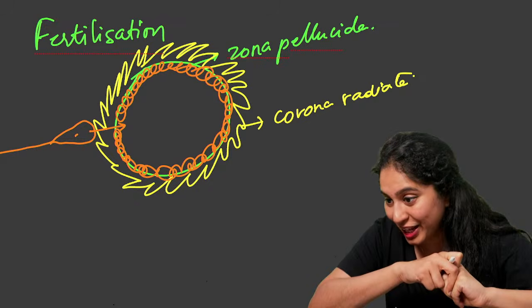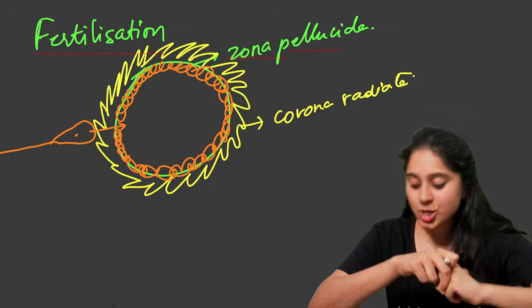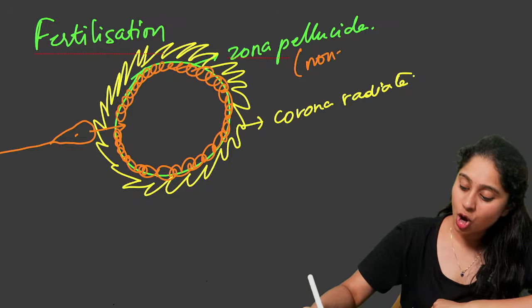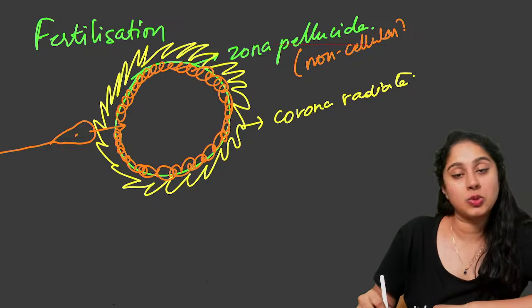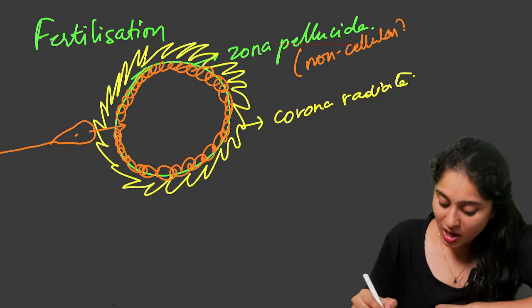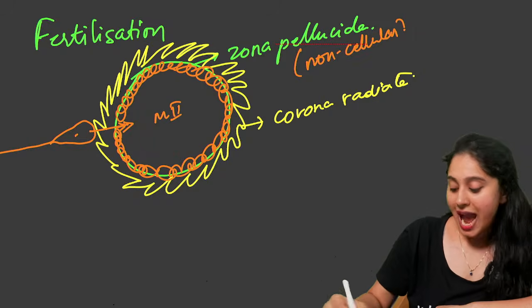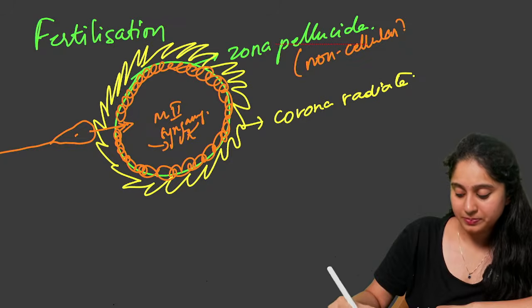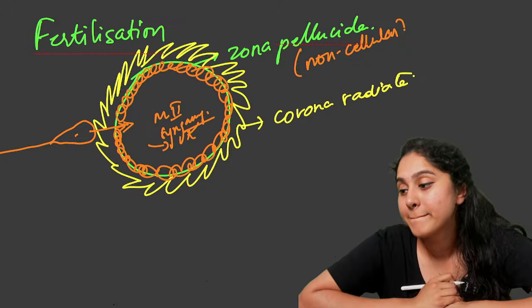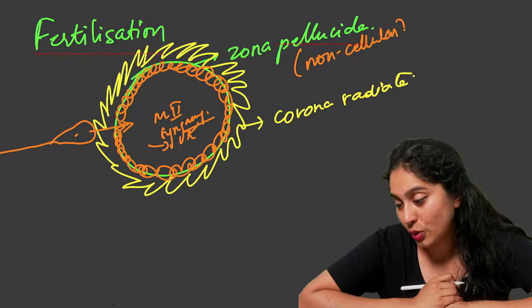Yes, definitely, no problem. Yes, Tarun Raghav, it's a non-cellular layer. So the zona pellucida is a non-cellular layer. The sperm will enter the zona pellucida and fuse with the plasma membrane, and once it has entered, meiosis 2 is complete, and then the fusion will take place, which we call syngamy. Is that clear, everybody? Yes, absolutely, to prevent polyspermy.